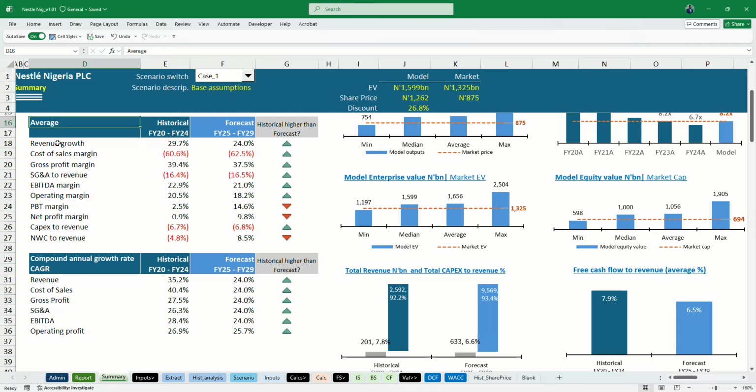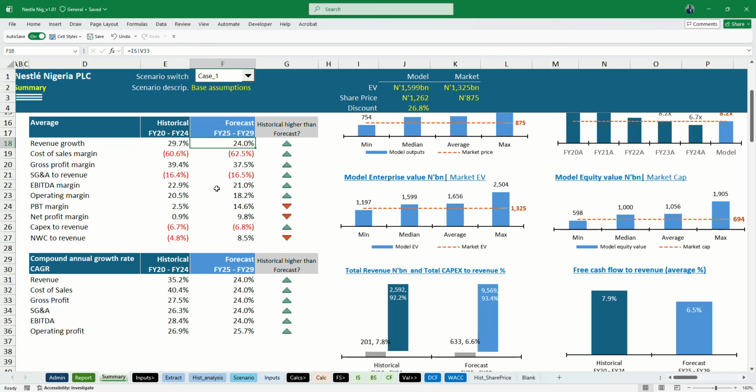So revenue growth historical from 2020. We have 5 years historical: 2020, 21, 22, 23, 24. Don't mind me, I can be bad at numbers. No, I'm not bad at numbers, counting. But this is 5 years, by the way. Then we have the forecast, which is from 2025 to 2029. Revenue growth, historical average is 29.7. Our forecast is 24, which means we are on the conservative side, right?